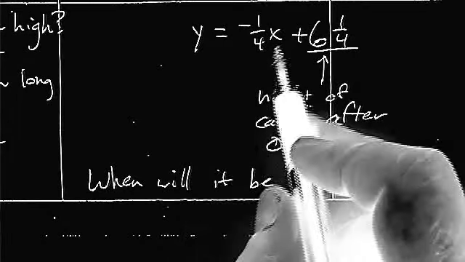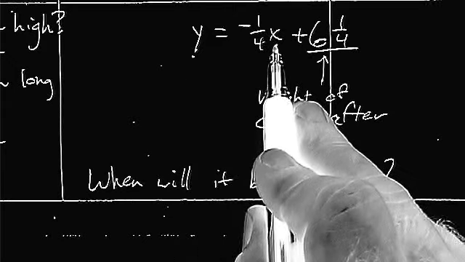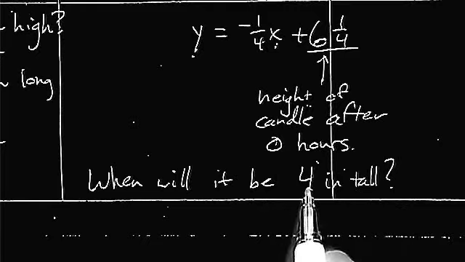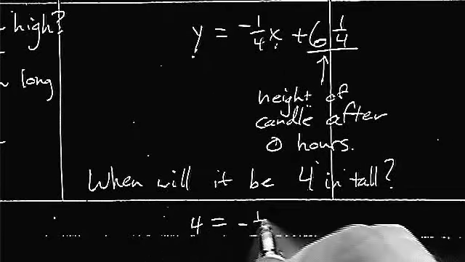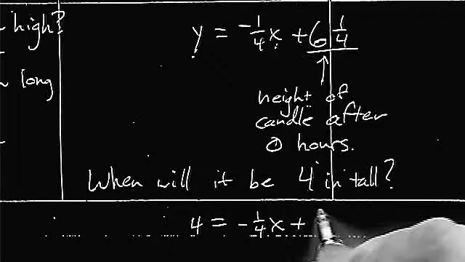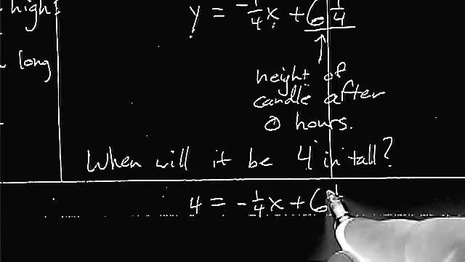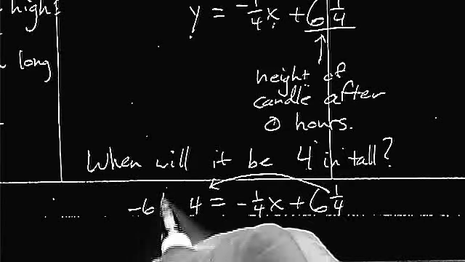So 4, does that go in for x or y? 4 goes in for the amount of time? No, that's not what they said. It says 4 inches, so that goes over here. That's my y value. -1/4 x plus 6 1/4. So now this is what I'm solving. And obviously I'm going to be bringing that over here, subtracting it to the other side, right?